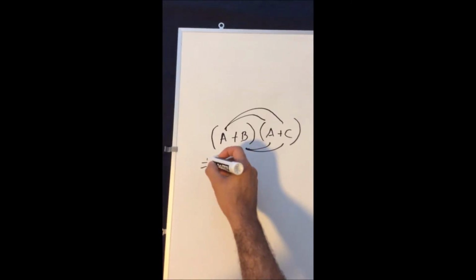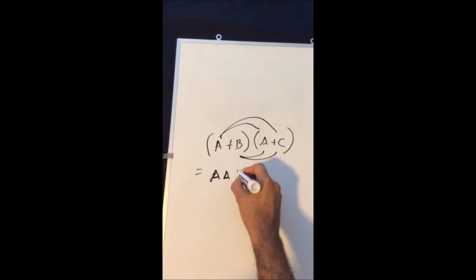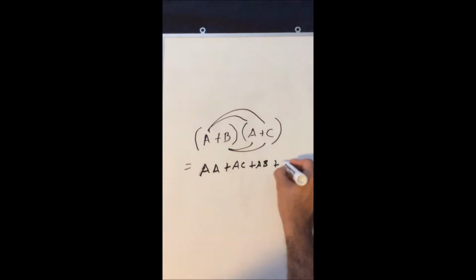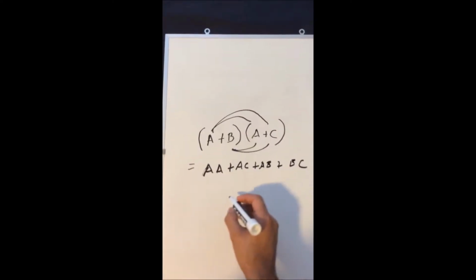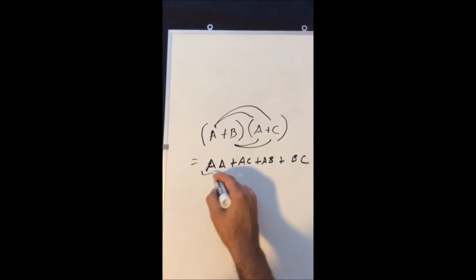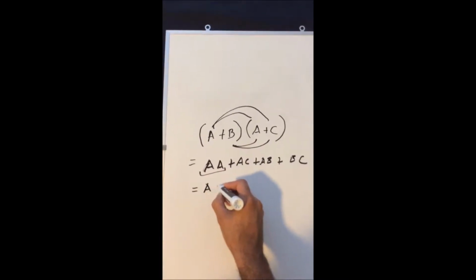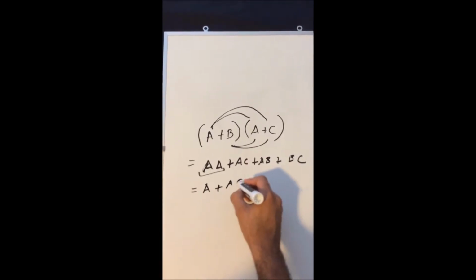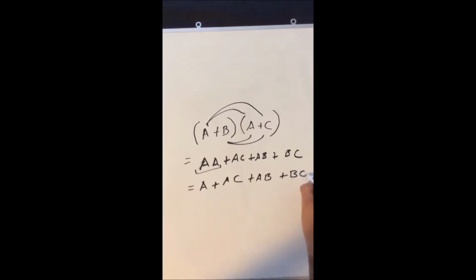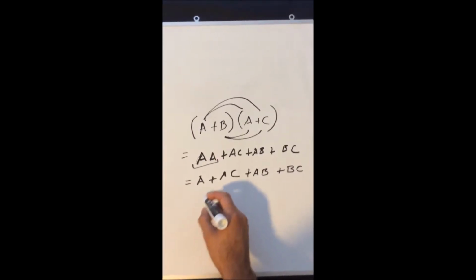Notable products, which will give us A times A plus AC plus AB plus BC. Now, as the fifth rule says, A plus AA will give us the equivalent of A plus AC plus AB plus BC. Now we have to find a like term and pull it out. That will be A.